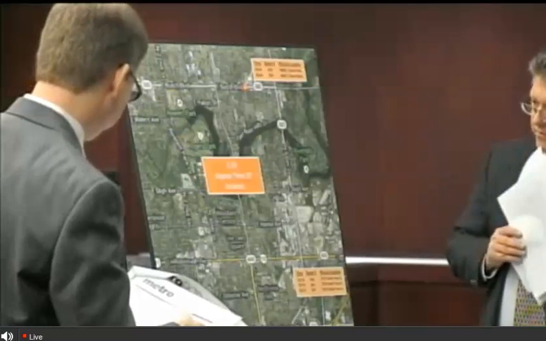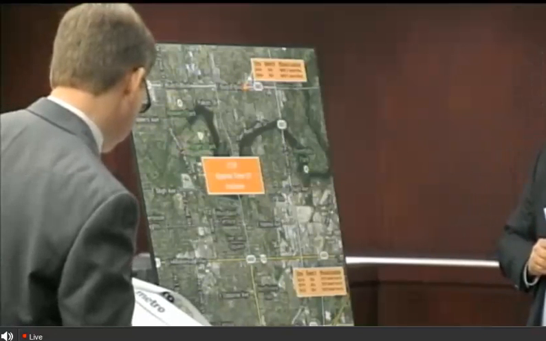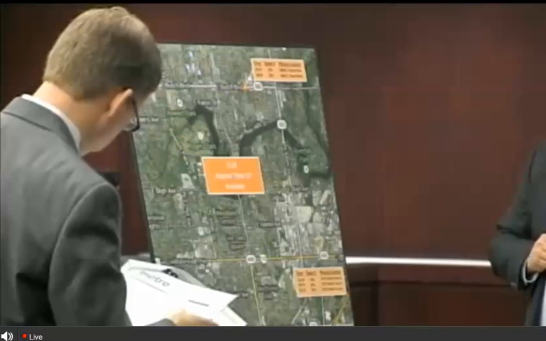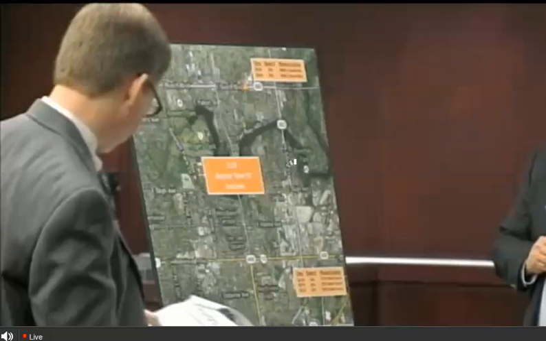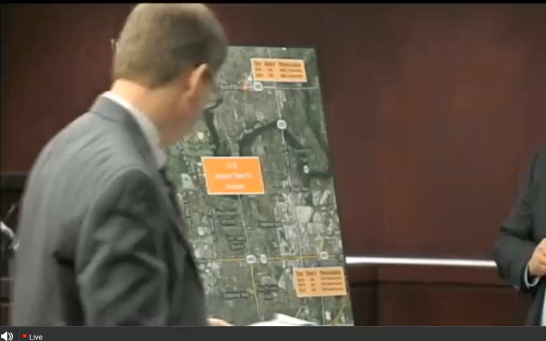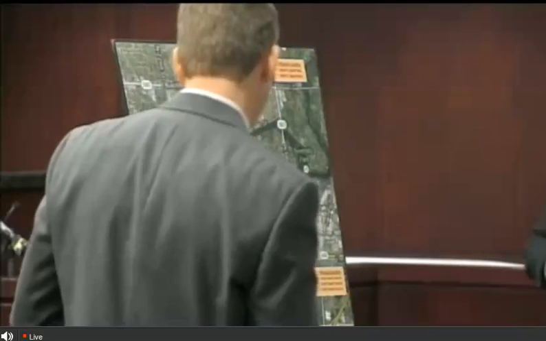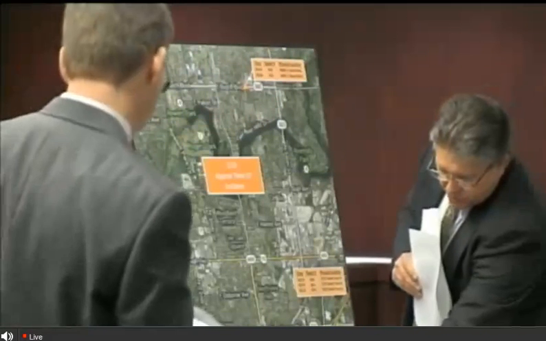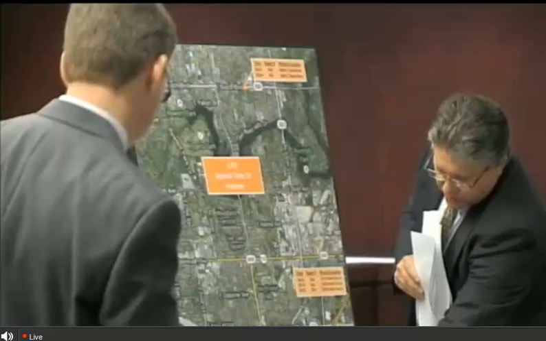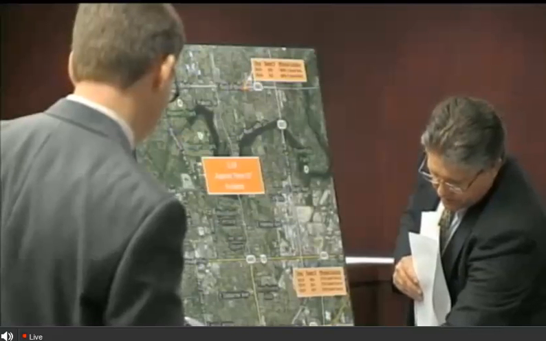Good. Do you see that cell tower location on this diagram? I do. Can you point to it? It is this triangle, which is almost directly south of the homicide location right here.